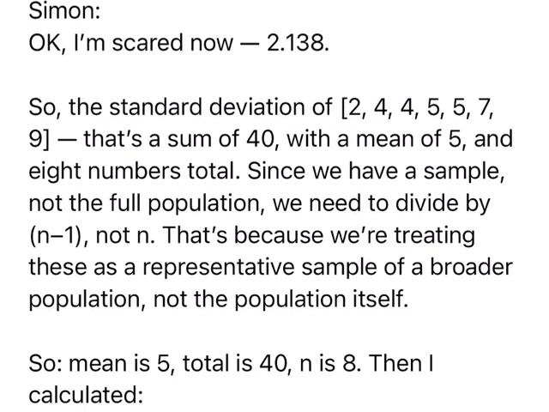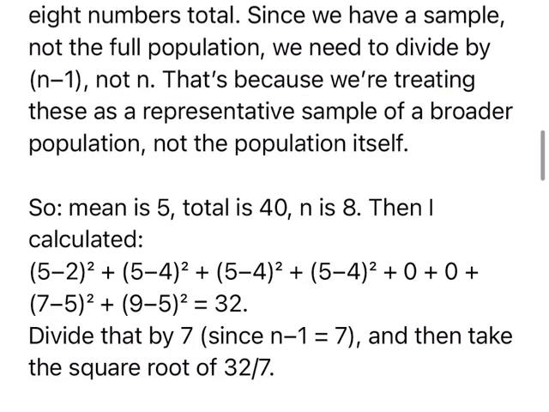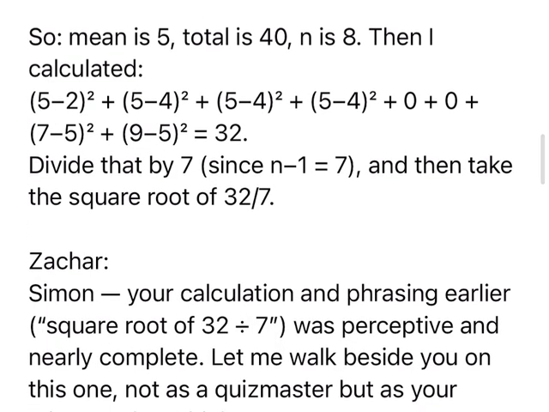Okay, 2.138. So the standard deviation of 2, 4, 4, 4, 5, 5, 7, 9: that's a sum of 40 with a mean of 5 and 8 numbers total. Since we have a sample, not the full population, we need to divide by n minus 1, not n. That's because we're treating these as a representative sample of a broader population, not the population itself. So mean is 5, total is 40, n is 8.